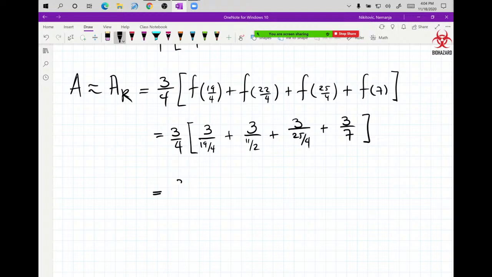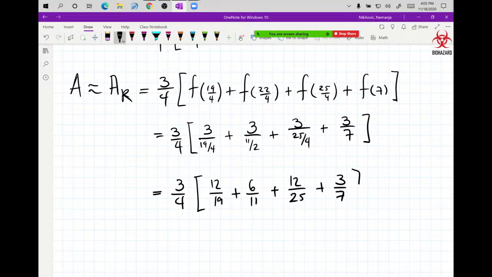And you simplify that again. So that's going to be 12 over 19 plus 6 over 11 plus 12 over 25 plus 3 over 7. So you can turn all of this into decimals and compute, or you can find the common denominator, whatever it is, for 19, 25, 11, and 7. It's like the worst possible numbers to work with for this thing. But you get the idea. It's going to be equal a number, whatever it comes out to be.